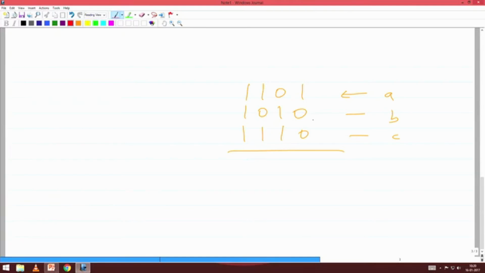Let me use a full adder circuit with 3 inputs. It will generate a sum bit and a carry bit. This will generate a sum bit of 1 and a carry bit of 0. I am writing the carry bit here. This will generate a sum bit of 0 and a carry bit of 1.